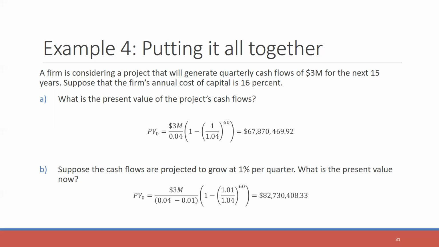Okay, so we plug our numbers in. And again, hopefully this makes intuitive economic sense. As you set it up and solve it out, I want you to observe that it is a considerably higher present value for the same cash flows, but with a 1% quarterly growth rate.